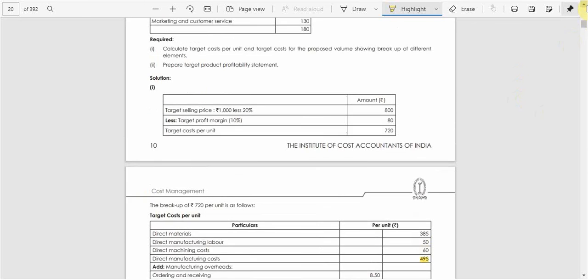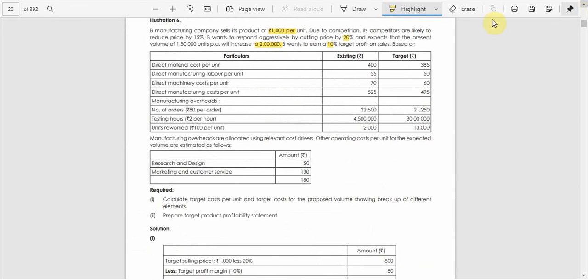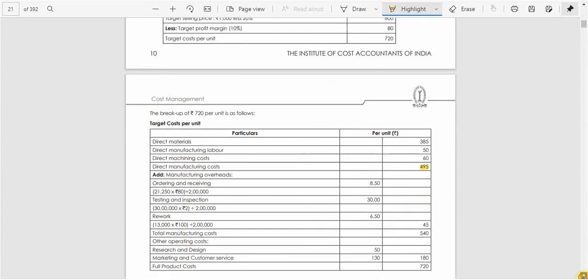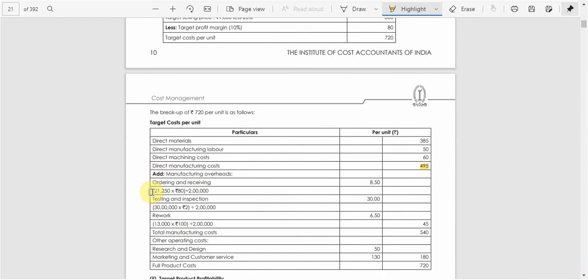So the manufacturing overhead is given here. The number of orders is 21,250, and the cost per order is 80 rupees. So for total manufacturing overhead, ordering and receiving is 21,250 orders into 80 rupees per order, and we need to divide by 2 lakhs.